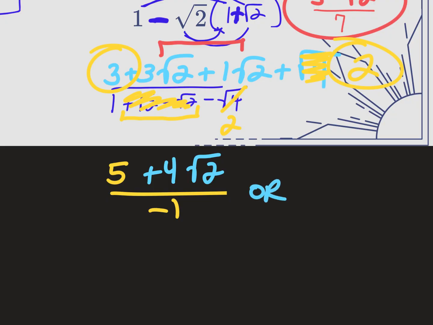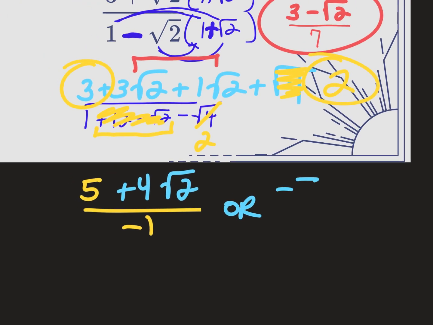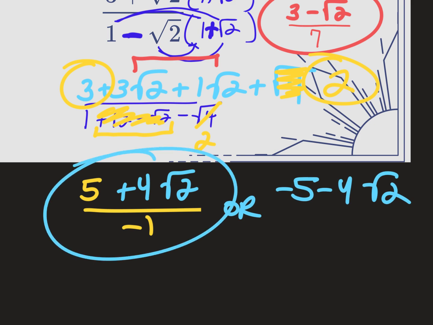Some of you are going to say, what do I do with the negative? If you wanted to write it as negative 5 minus 4 square root of 2 and not have a denominator, you can. But you're perfectly fine with just leaving it just like that.